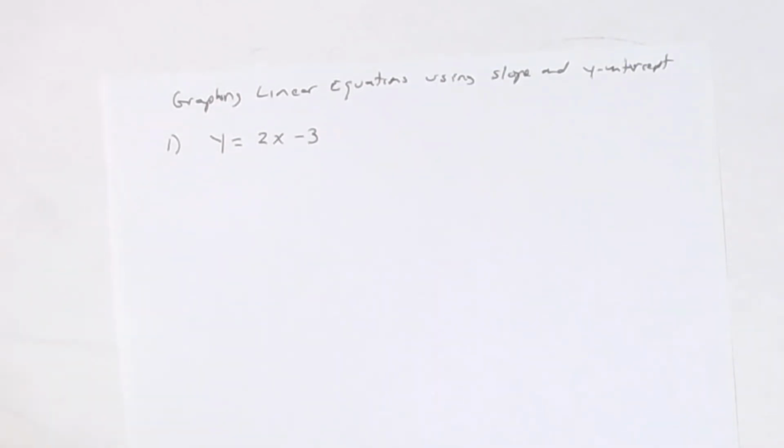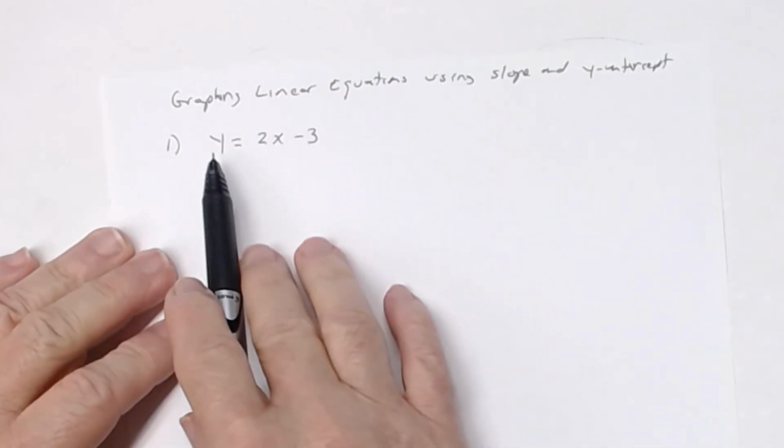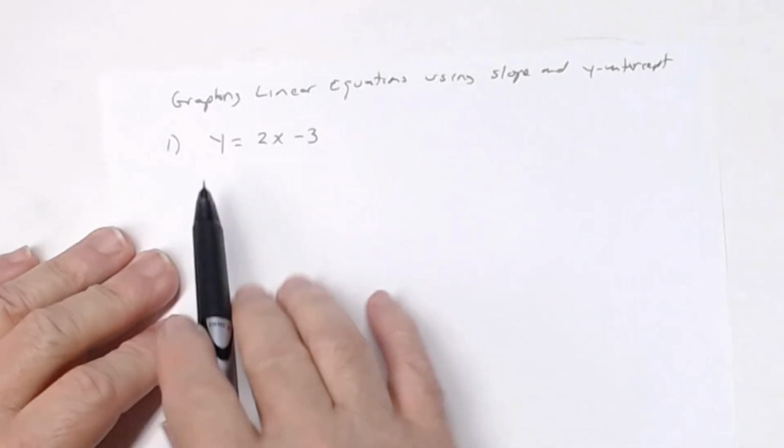All right, so we're going to graph linear equations using slope and y-intercept. And in order to graph a linear equation using slope and y-intercept, one of the things we need to do is to get y by itself. And so notice in this linear equation, the variable y is by itself.